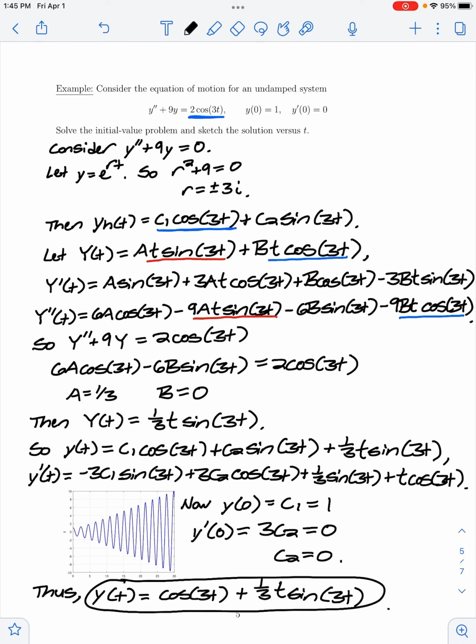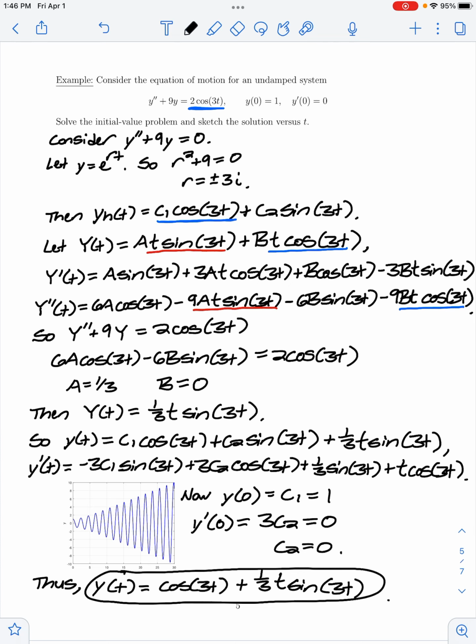So we found our solution, and in the notes, I've given the graph of that solution. And we see that as t increases, we have oscillations occurring because of the sine and cosine of 3t terms. But the amplitude of our oscillations is increasing. So here, we have resonance. Since the frequency of the forcing function was equal to the frequency of the unforced system, that is, the frequency of our homogeneous solution, we see resonance occur.